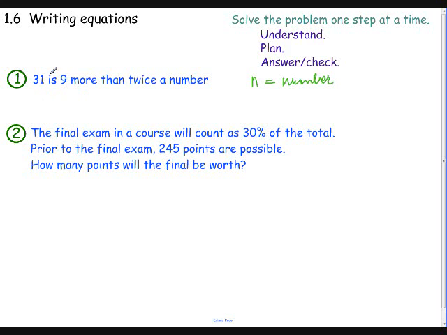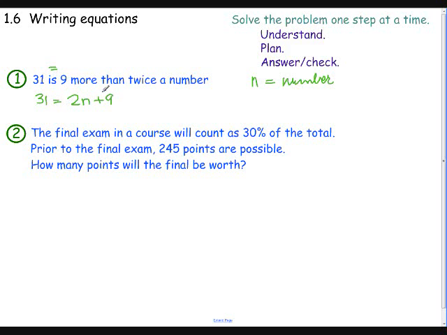And let's try writing an equation. Anytime you see is, think equals. So we've got 31 equals, we've got twice a number, so 2n, and 9 more than that. So that means we have to add 9 to that. How does that look? So we understand the problem is that we want to find this number. Our plan is to use algebra, and we've written out an equation. This looks like a good plan. Let's check that.